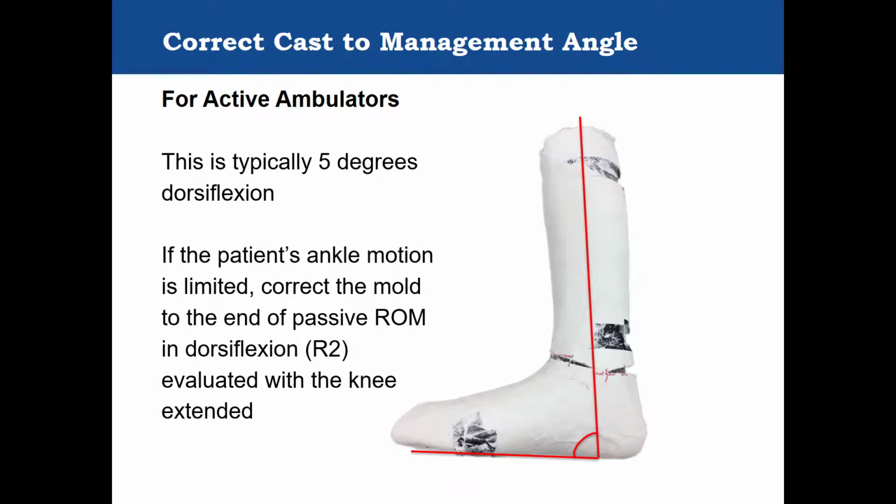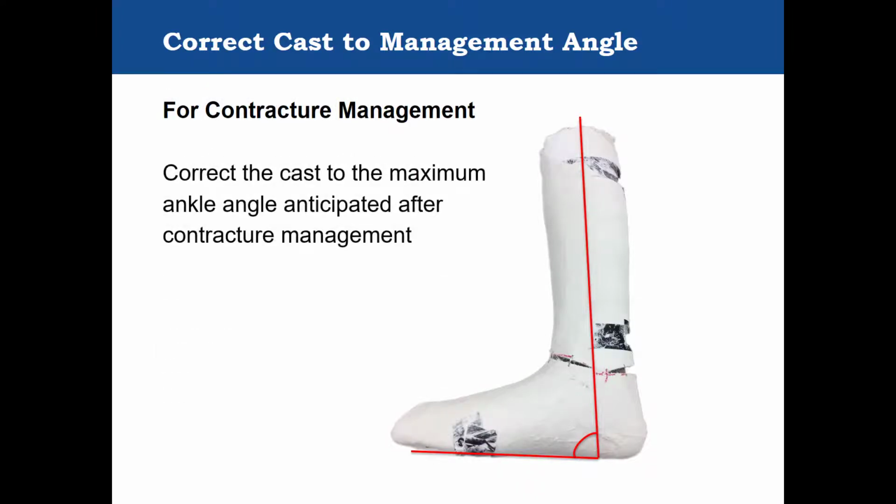If the patient's dorsiflexion range of motion is limited, correct the mold to the patient's maximum dorsiflexion angle at R2 by Tardieu, evaluated non-weight bearing with the knee fully extended. Please note that the orthosis or shoe may need to be posted to accommodate this ankle position with the shank inclined. If the AFO is used to manage a plantar flexion contracture, correct the mold to the dorsiflexion alignment anticipated at the end of contracture management.